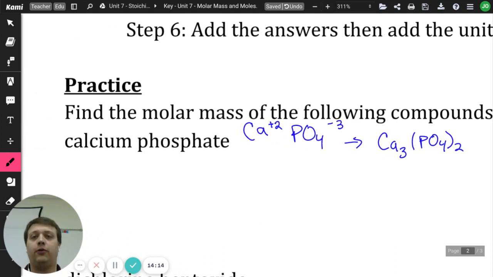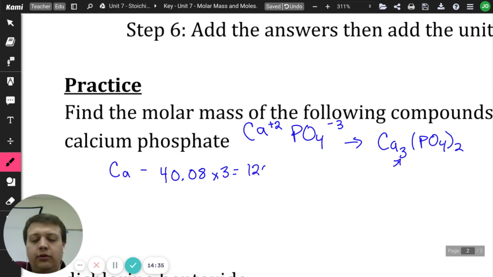So this would be my formula for calcium phosphate. Now I need to solve for the mass for the substance. So I have calcium. Calcium has a mass, based off of my periodic table, of 40.08. And we have 3 calcium there. So we're going to multiply that mass by 3. And you'll find your total as 120.24. Then I've got phosphorus. Phosphorus, again from the periodic table, has a mass of 30.97. And there are 2 phosphorus.